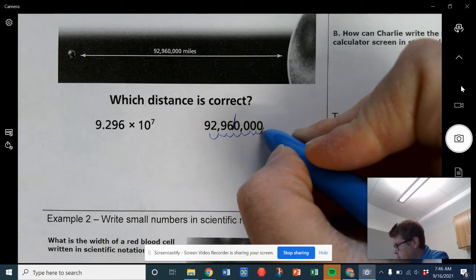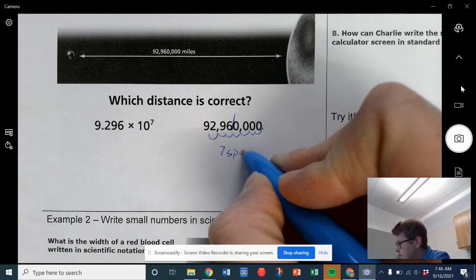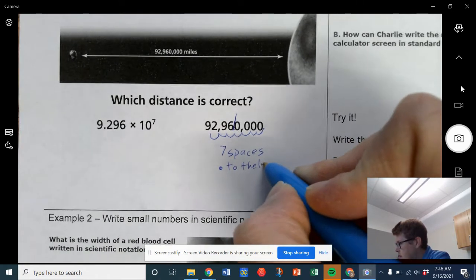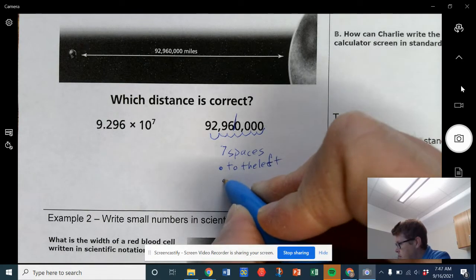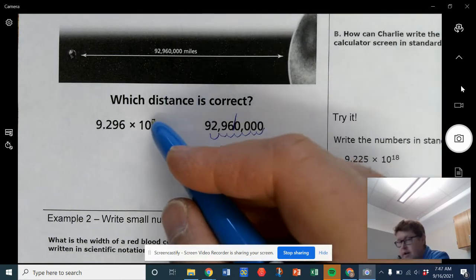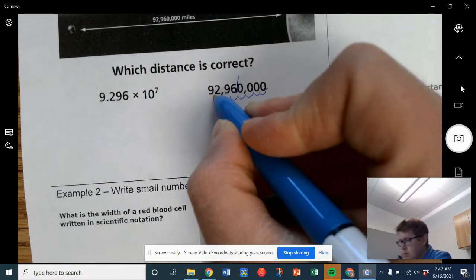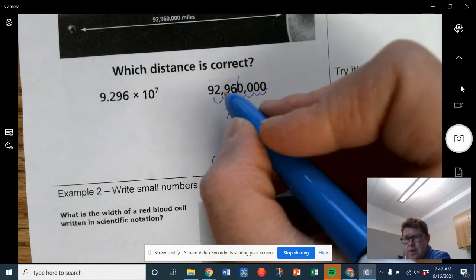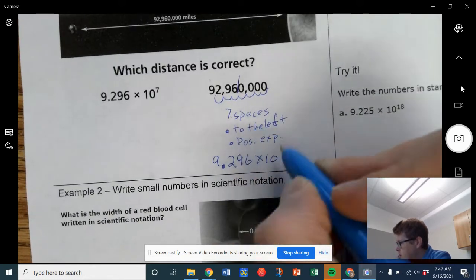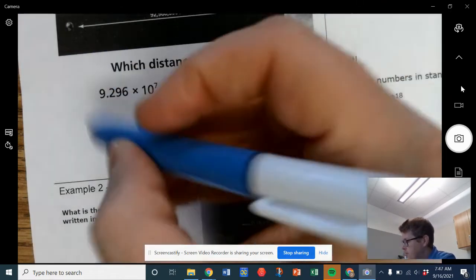Let's see, I forgot how far I moved it. 1, 2, 3, 4, 5, 6, 7. So we moved it 7 spaces, and again, it's to the left and it's a big number, so we're going to use a positive exponent. So 7. We can already see that this is going to match up. This is going to be 9 point, the decimal goes to the right of the first number, and then 296 times 10, and that exponent is 10 to the 7th. So they are both correct because it works out to be the exact same number.